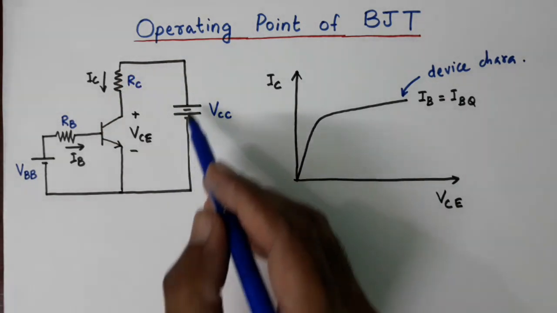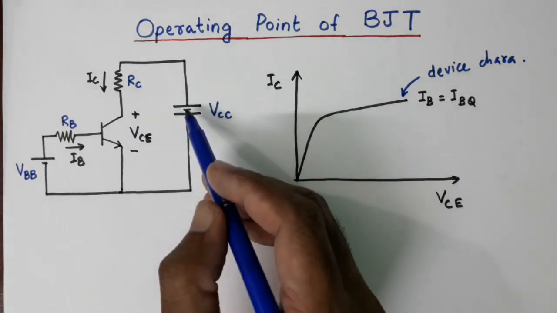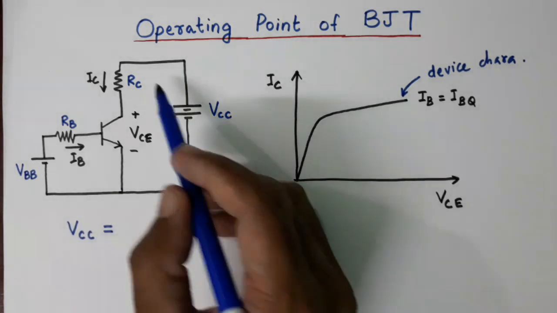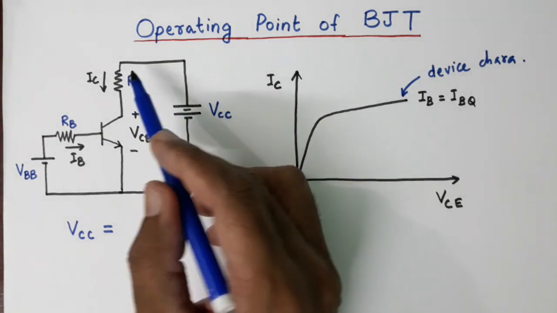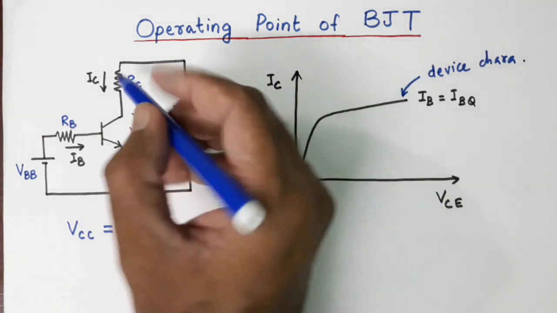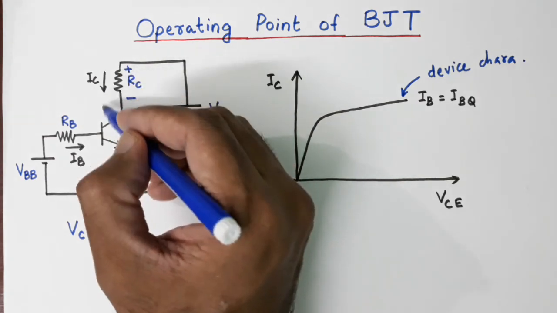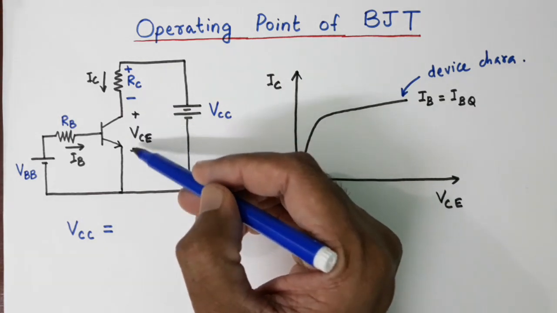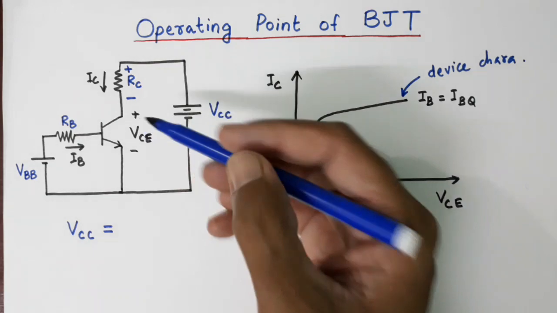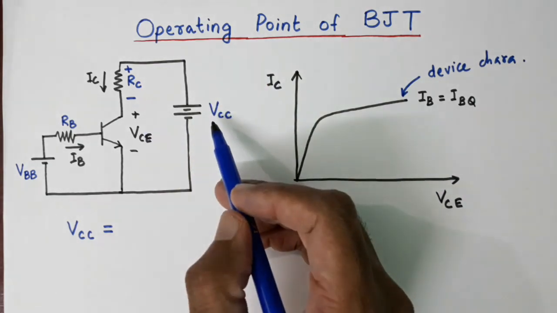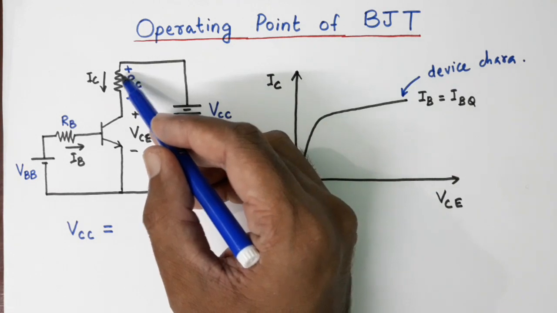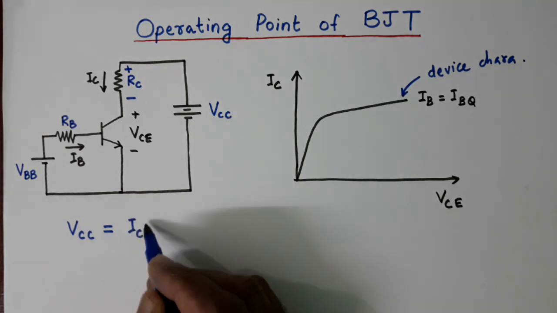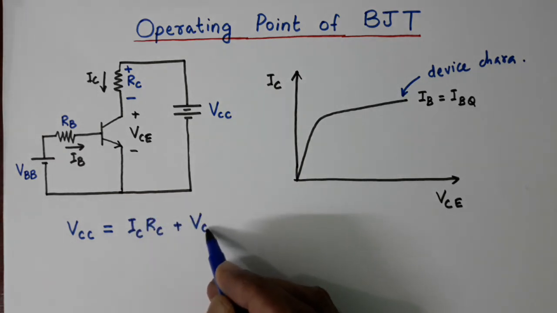So in this output loop, the source voltage is VCC. So the source voltage VCC is equal to the voltage drops in this loop. You can see that there is a voltage drop across the resistance RC. Current is flowing this way, so there is a voltage drop across RC, and there is a voltage drop VCE with this polarity across the collector to emitter terminals. So voltage source VCC will be equal to drop across RC plus drop across collector to emitter terminals. So it is IC RC plus VCE.